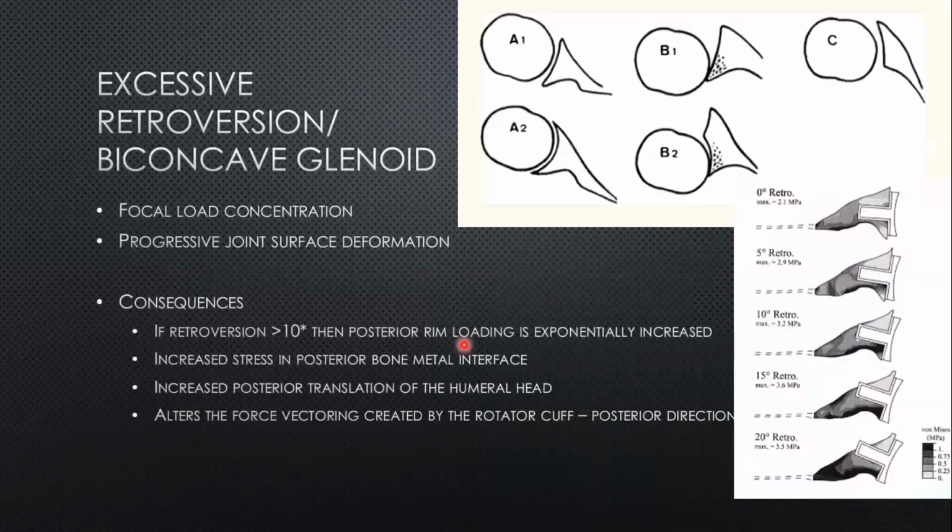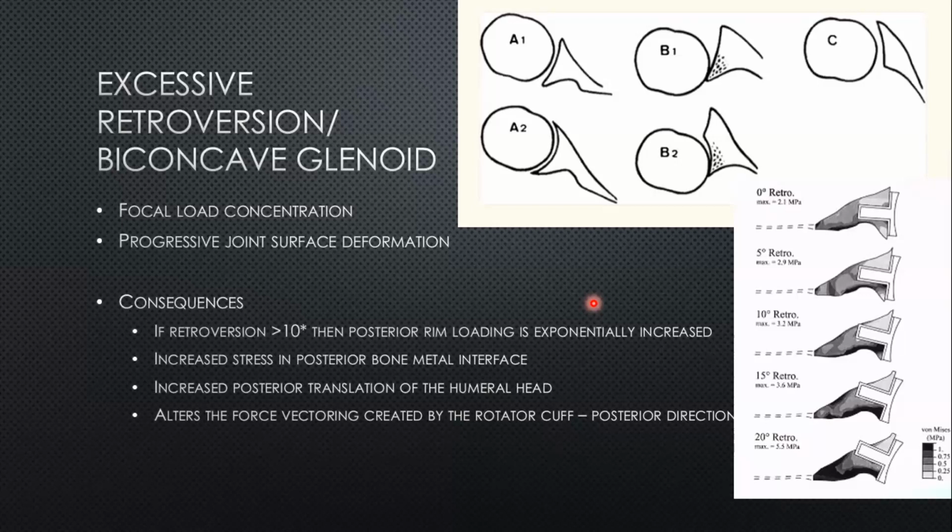So coming to another problem that we discussed, glenoid retroversion or the biconcave glenoid as seen in this Walsh classification here. What happens here is that if the retroversion is more than 10 degrees, then the posterior rim loading is exponentially increased. There is increased stress in the posterior bone metal interface.